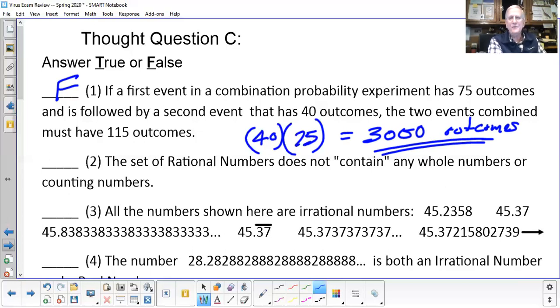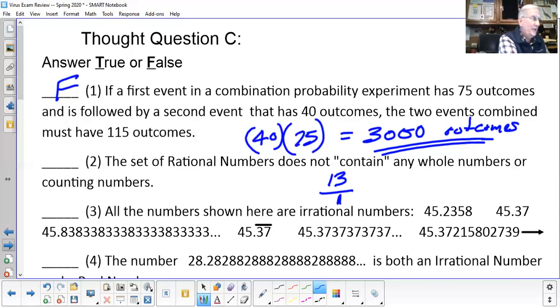The set of rational numbers does not contain any whole numbers or counting numbers. All right, here's the counting number 13. Can I write it as a fraction by putting it over 1? I can, right? What's that tell you? That tells you that 13 is definitely a what kind of number? Rational, right?